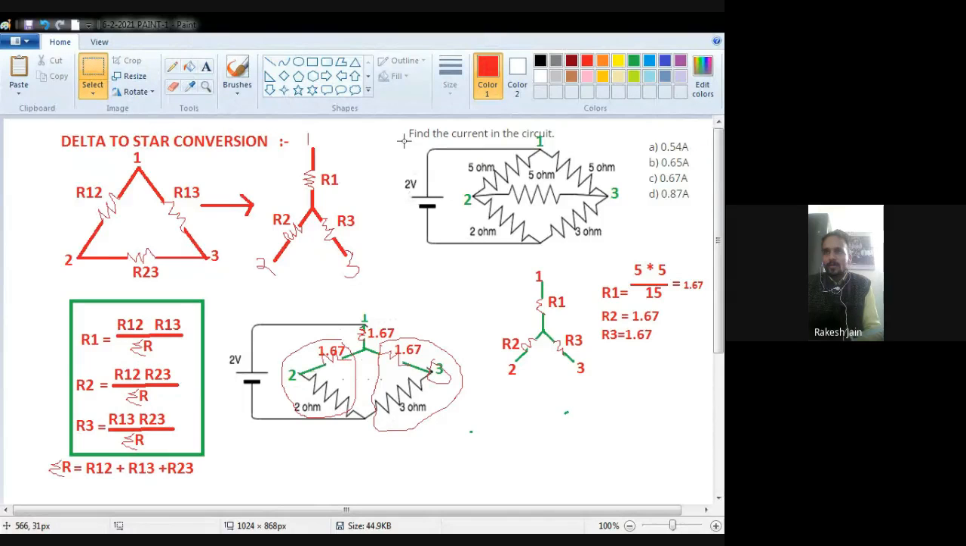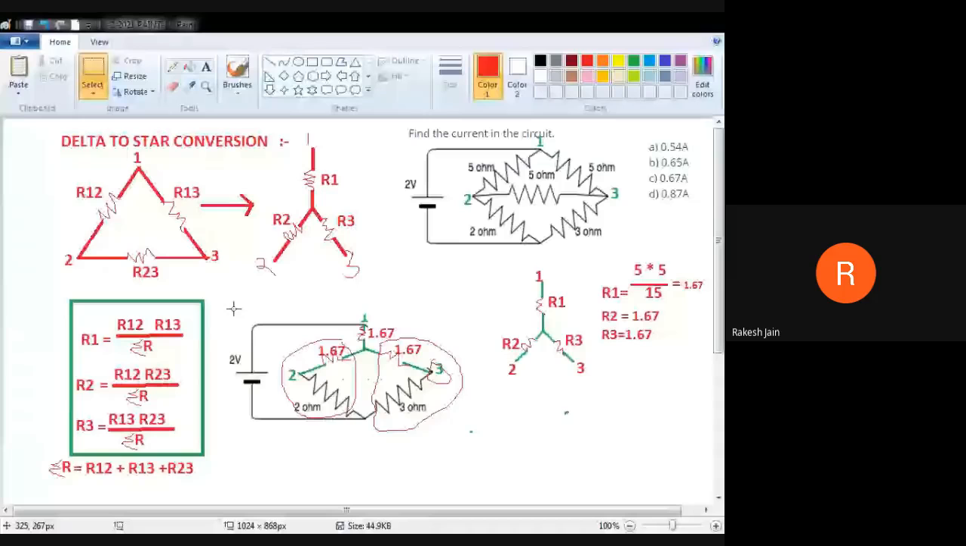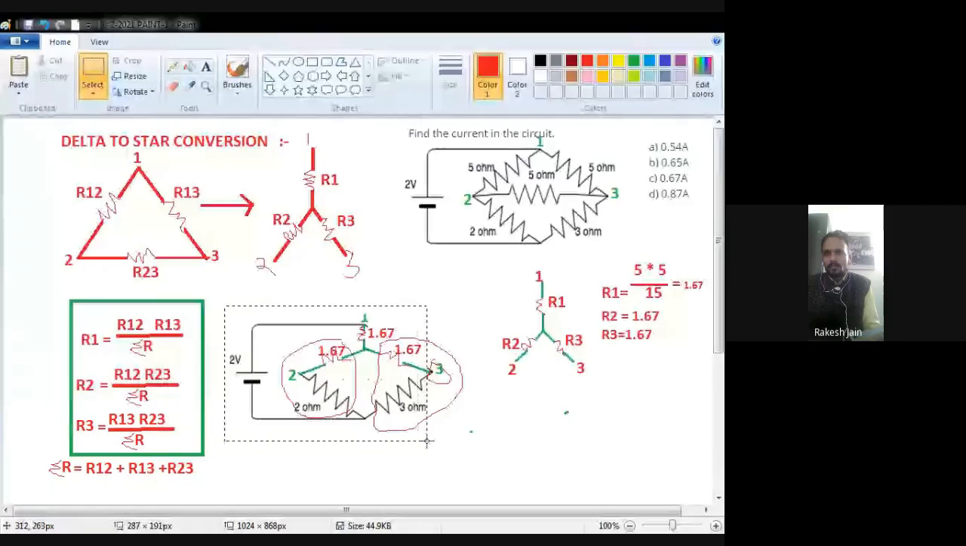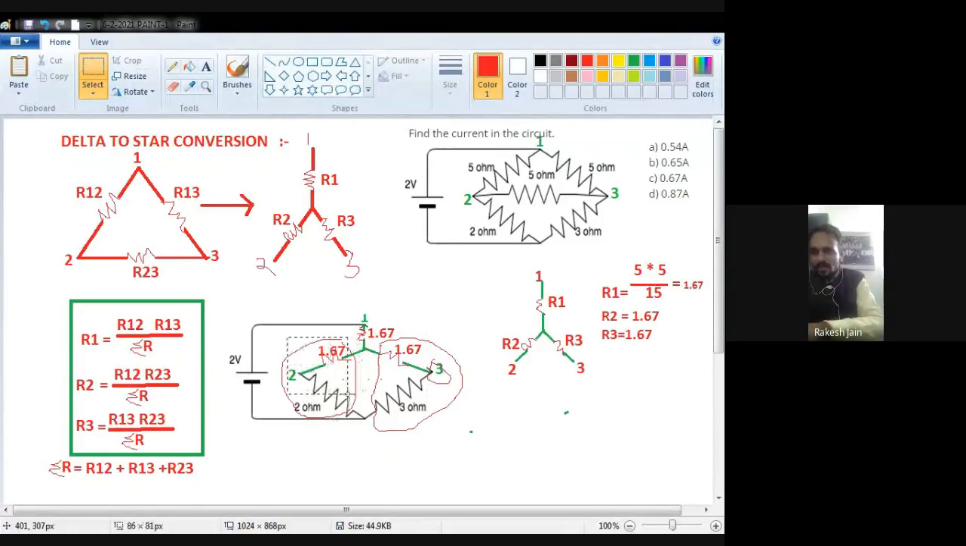So this one is the new value of resistance, this one is the new value of resistance, and this one is also a new value of resistance. So what is their value? This resistance, the R2 resistance value, is 1.67. This resistance is also 1.67, and this resistance is also 1.67.